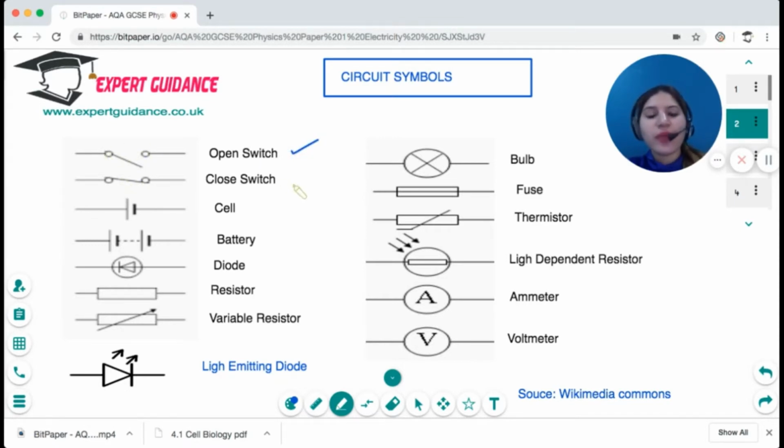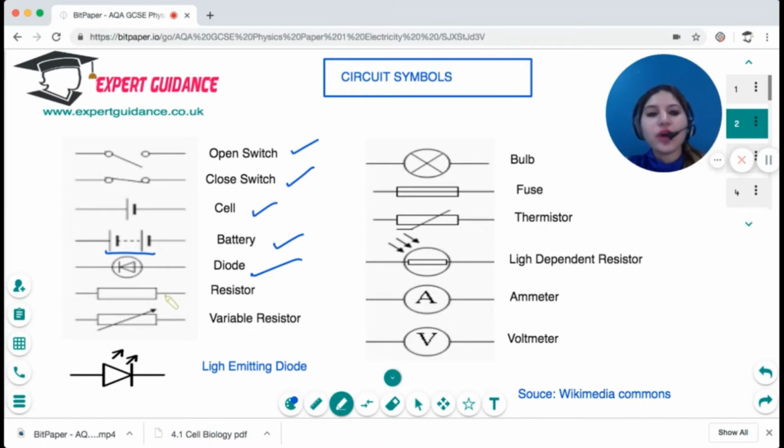When you join that, that's a closed switch. One big dash and a small dash is a cell. And when you have more than two dashes like this, that becomes a battery. A diode is a device that conducts electricity only in one direction, as it has a high resistance in the reverse direction. So you show it with a circle and a triangle and a bar on the top.